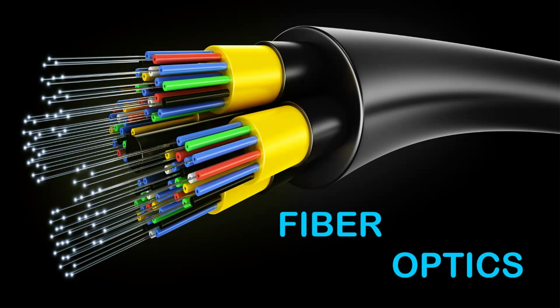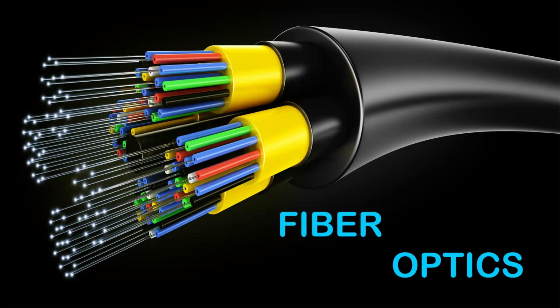Fiber optic cables or optical fibers are communication links through which signal travels in the form of light, or more precisely in the form of light pulses. So the signal that travels through the optical fiber is not an electric signal, it is a light signal.